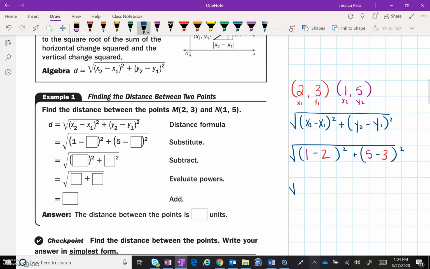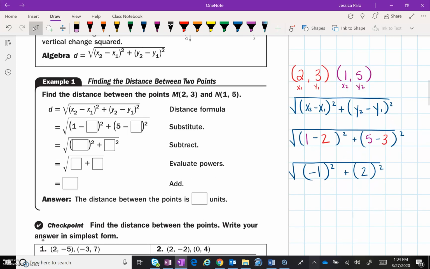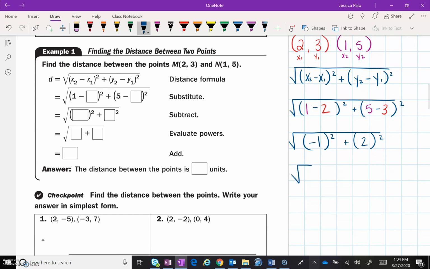We are going to start simplifying. So rewrite that radical sign. What is 1 minus 2? 1 minus 2 is negative 1. Negative 1 squared plus 5 minus 3 squared. 5 minus 3 is 2 squared. Now we're going to simplify even further. Negative 1 squared is negative 1 times negative 1. Negative 1 times negative 1 is 1. 1 plus 2 times 2, 2 squared, which is 4.